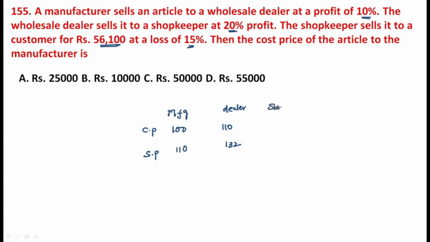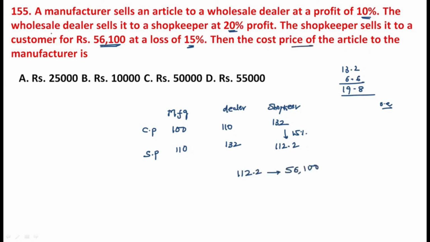Now the shopkeeper buys for 132, but he sells for 56,100 rupees, at a loss of 15%. Now guys, loss of 15% means 10% of 132 is 13.2 and 5% of 132 is 6.6. So the purchasing value of the shopkeeper is 132, and the selling price is 19.8 units less. We require plus 2 here. So if we take it as plus 2, the total value is equal to 112.2 guys. 112.2 units is exactly equal to 56,100.